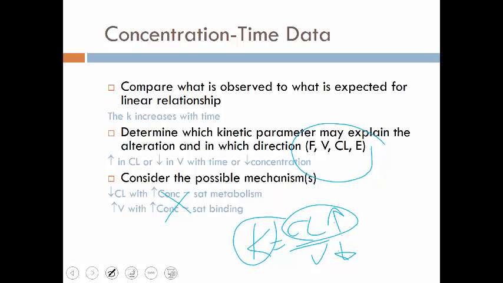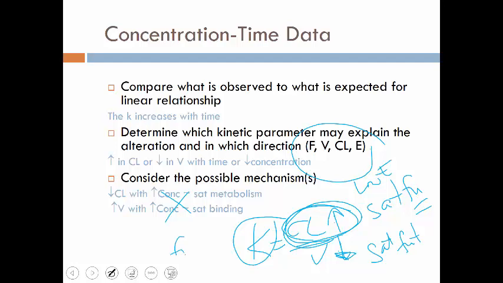Clearance could be increasing with time, so that means that for some reason clearance is increasing. That could be saturable fraction unbound. Could be saturable plasma protein binding for a low extraction drug cleared by the liver. Volume decreasing with time, that could be saturable fraction unbound in tissue. If the fraction unbound in tissue is increasing, remember that's in the denominator, that's going to cause a decrease in volume of distribution. So this slide is incorrect.